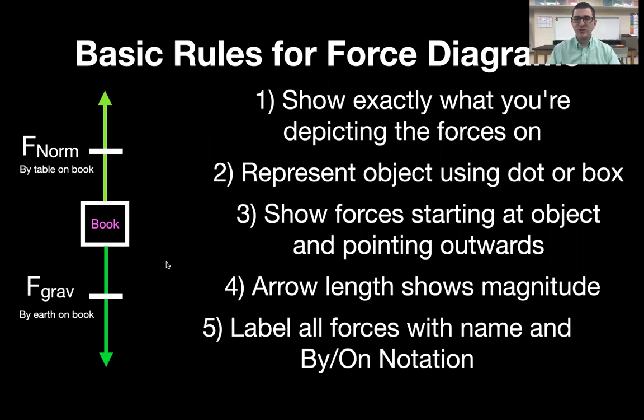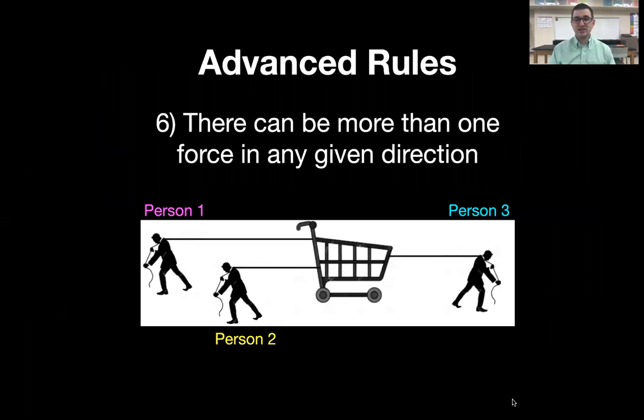Okay, now we're going to do the next 5 rules: 6, 7, 8, 9, and 10. For each, I'm going to ask that you draw a force diagram for the situation. Rule number 6 is that there can be more than one force in any given direction. For example, I would love for you to draw the force diagram for the forces acting on this cart. Let's say that the cart is stationary, so the forces on the cart are balanced. But you'll notice that person 1 and person 2 are both pulling to the left. I'm going to be curious to see how you draw that in your force diagram.